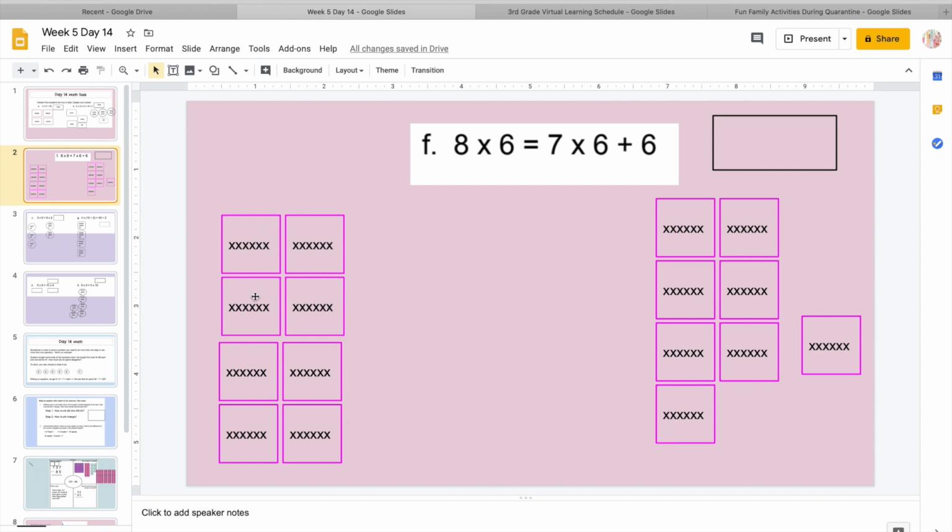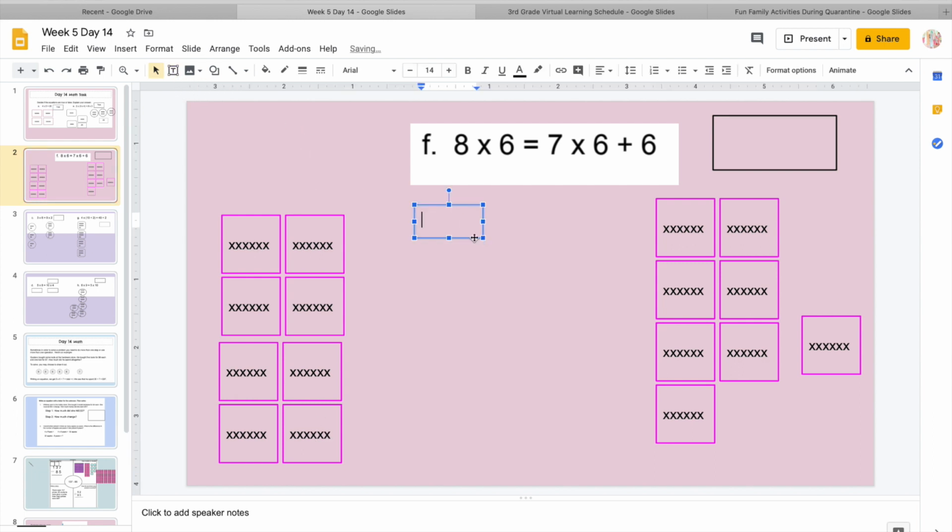Now all I have to do is add all of these up to see what 8 times 6 equals. So I have 6, 7, 8, 9, 10, and so on, counting up through 48. I'm going to keep track. Over here I'm going to write that this side equals 48.